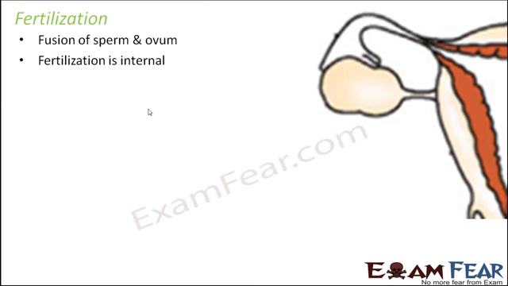In case of human beings, fertilization is internal because this fusion takes place inside the female body. Whereas there are certain animals where the fertilization is external. Both the male and the female gametes are released outside their body and then they fuse outside. So that is external fertilization.